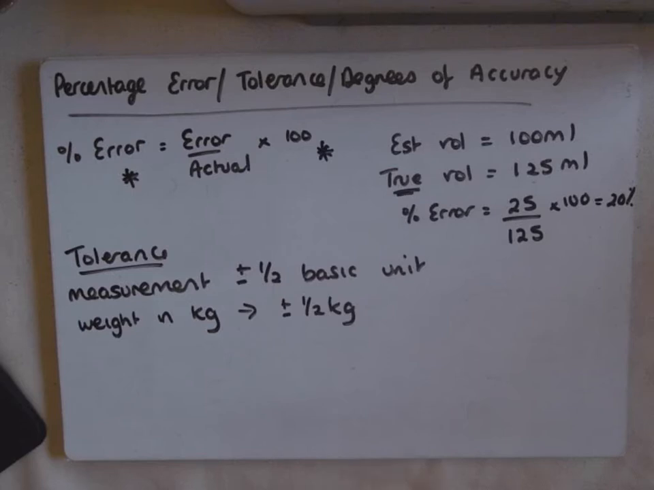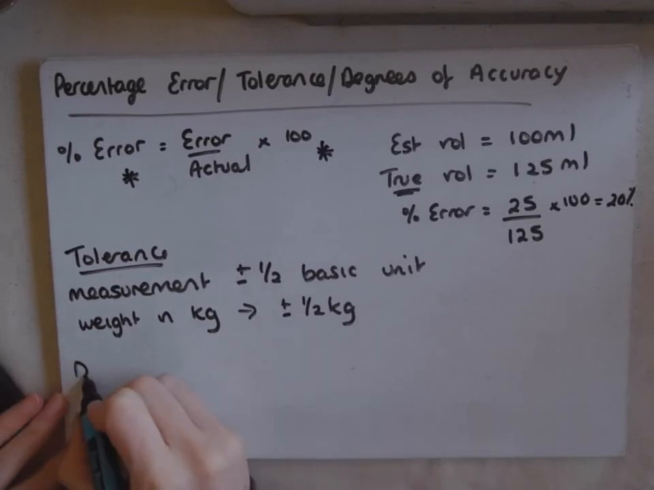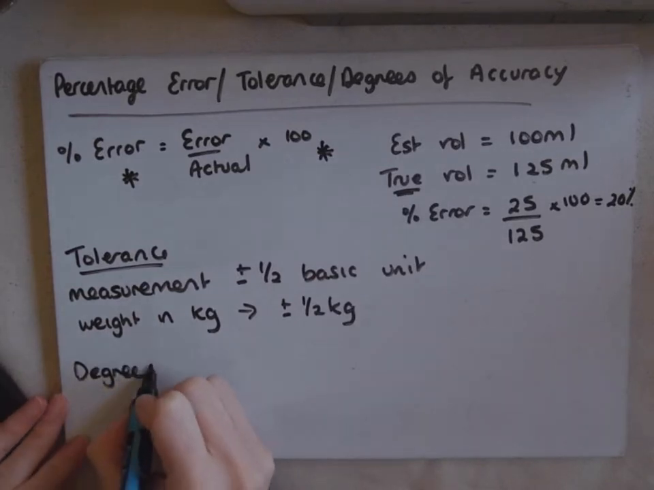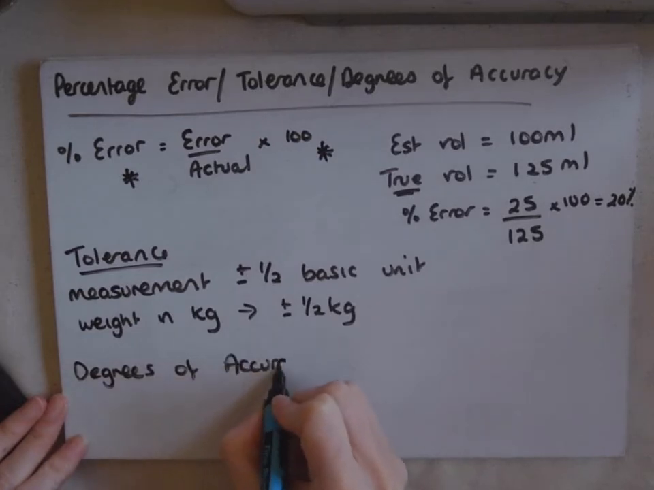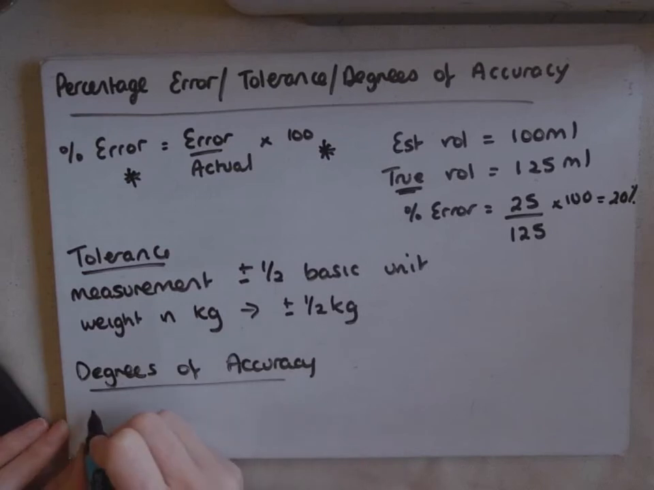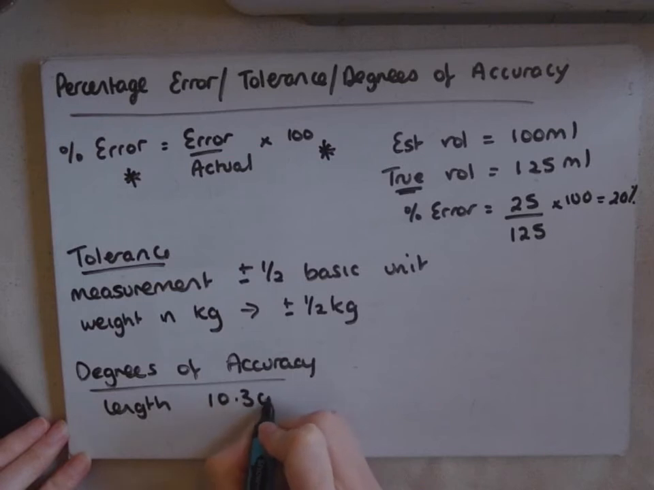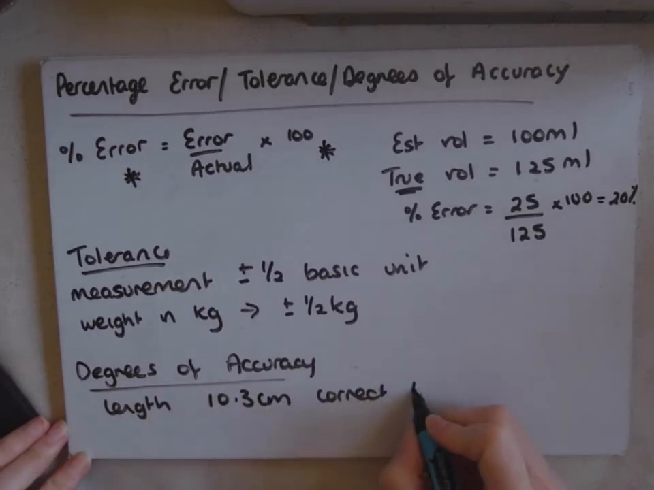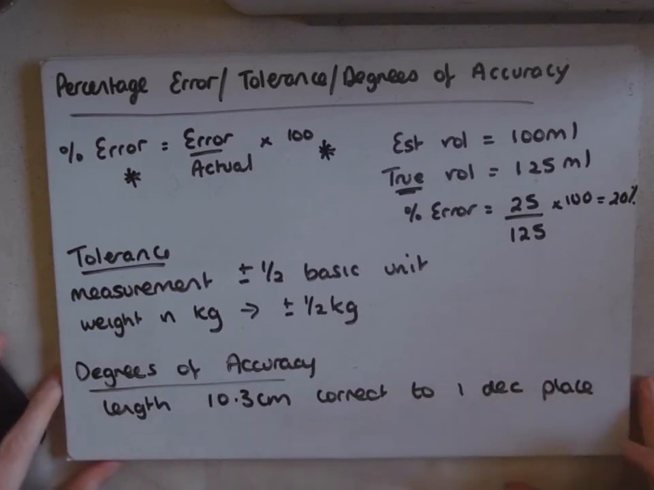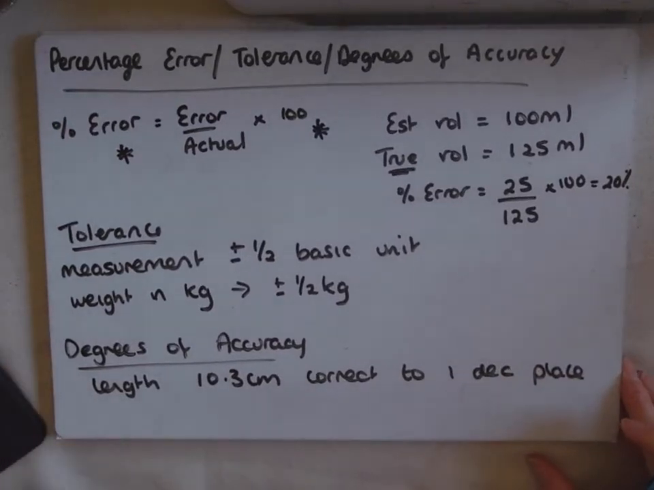Okay, and the last one is degrees of accuracy. In general, we're using correct to 2 decimal places or 3 decimal places. So just something to be aware of. For example, if a length is 10.3 centimeters correct to 1 decimal place, you just need to think about what could it have been before you took it to 1 decimal place.